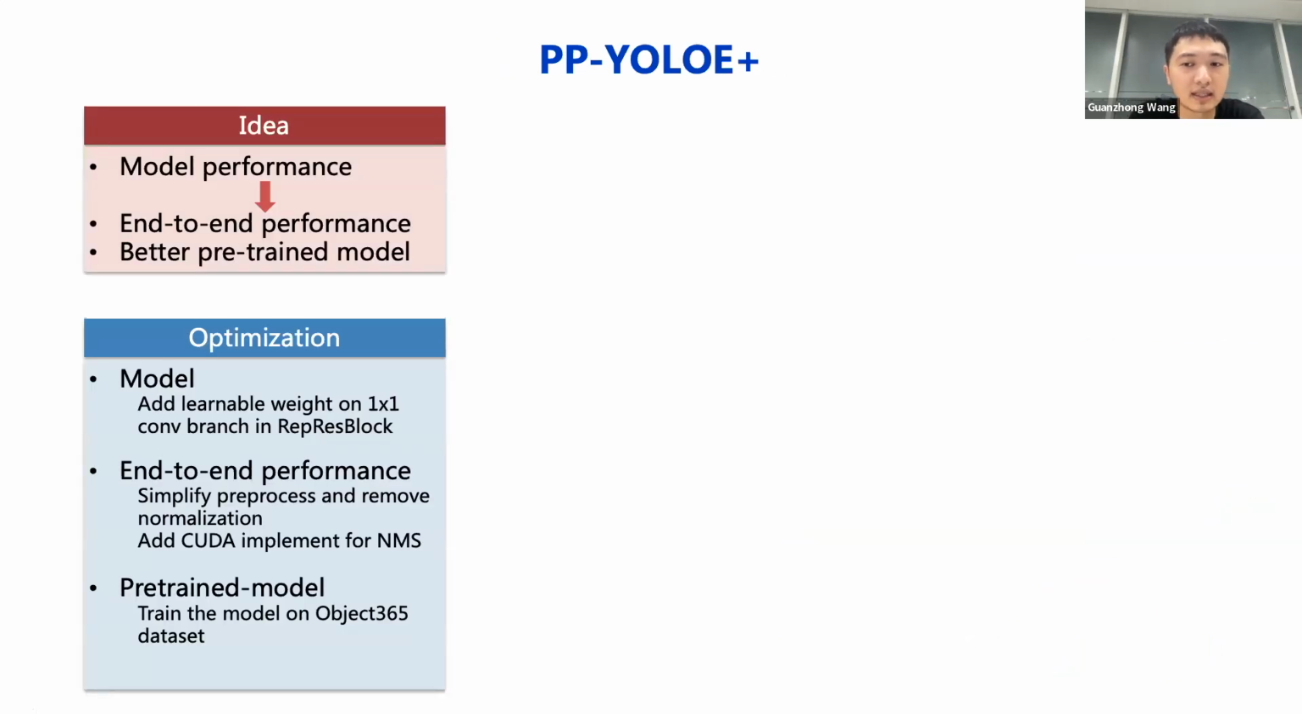And recently, we upgraded our PP-YOLOE to PP-YOLOE Plus. The idea is quite simple. We just focus more on the end-to-end performance and better pre-trained models instead of the model performance only. And actually, we did not change the architecture of PP-YOLOE too much. We optimized the model by adding a learnable weight on the one-by-one conv branch in the RES block to adjust the different receptive fields. And to optimize the end-to-end performance, we refined the pre-process and the post-process, including removing the normalization and a CUDA implementation for NMS. And we got a better pre-trained model by training on the Objects365 dataset, which can help users refine their own tasks more efficiently.